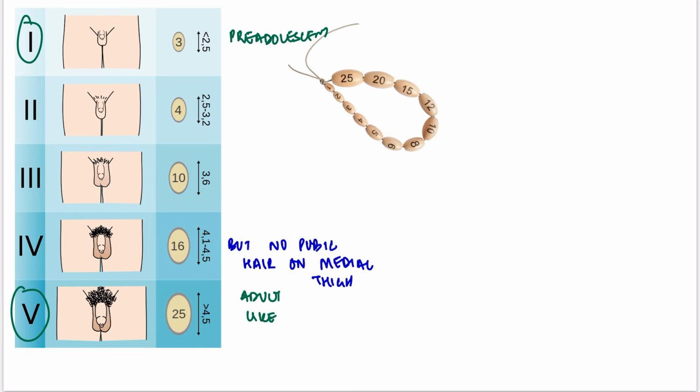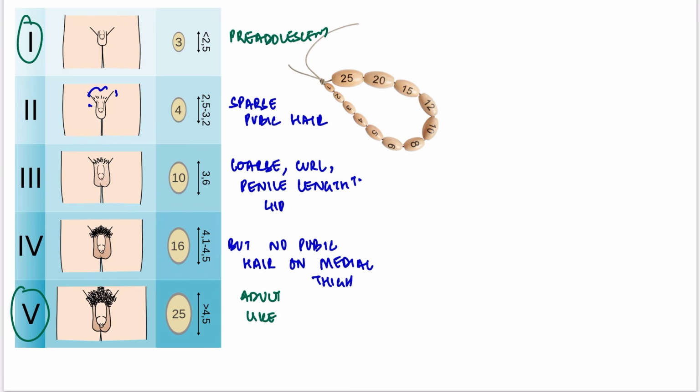Stage 2, now what all features are you going to see? You can see very sparse pubic hair. Then this pubic hair begins to coarsen, curl, and penile length would increase. Thereafter, penile girth would increase. Right, so firstly there will be an increase in the penile length and then penile girth.